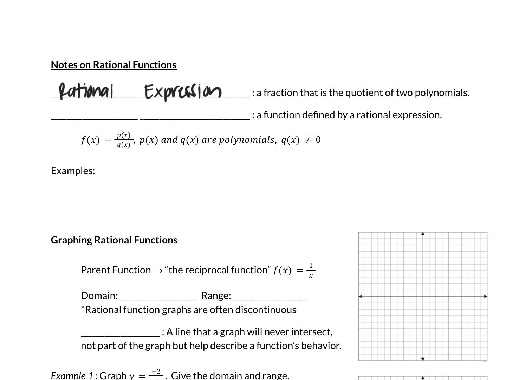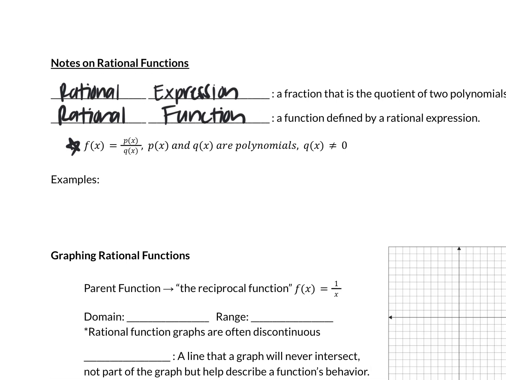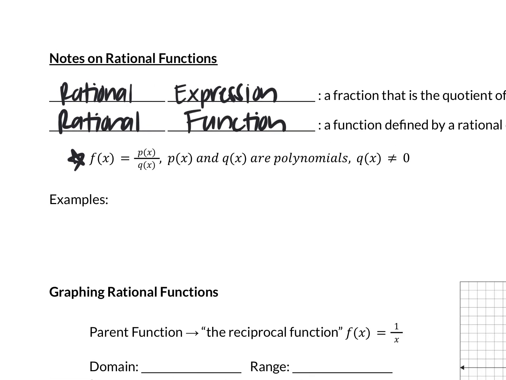And then below it is actually a rational function, which takes all of those rational expressions and puts them together to form a function. So some examples that we're actually going to see today. Also, this f of x stands for function notation. If you guys haven't seen that before, a lot of times you'll see things like y equals, but this is f of x, so it's just a different way of writing it.